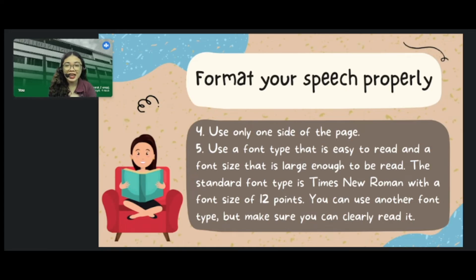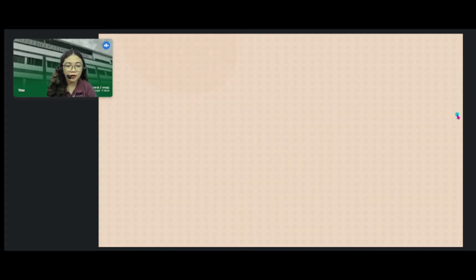And last, you need to use a font type or style that is easy to read and a font size that is large enough to be read. In writing your speech, we will use Times New Roman as our font style and font size 12. So don't worry, all of this format, you can use it until your college. When you are in college na, nung nagsithesis ako, ito din yung format na ginamit namin. So that is the second guideline. Now, let's have the third guideline.